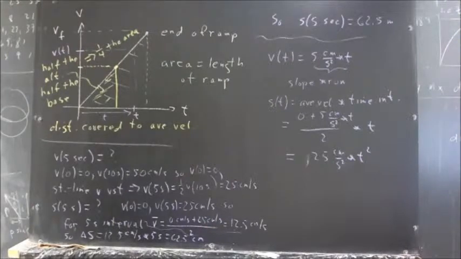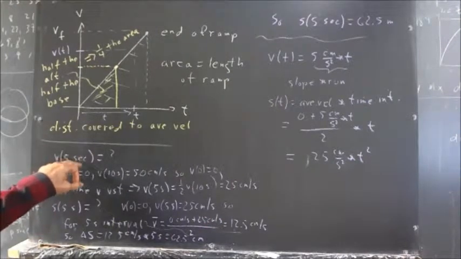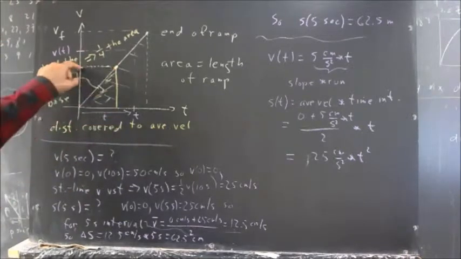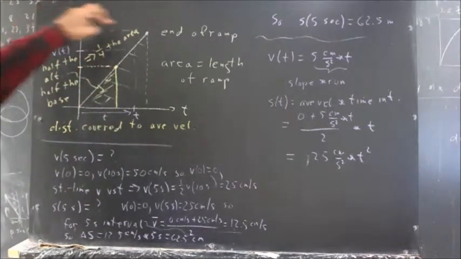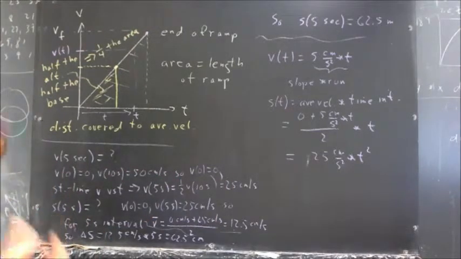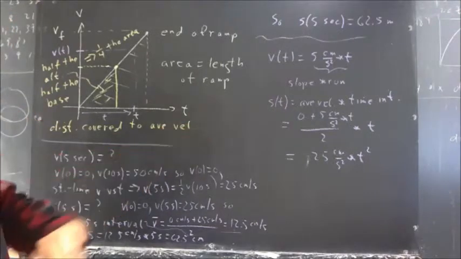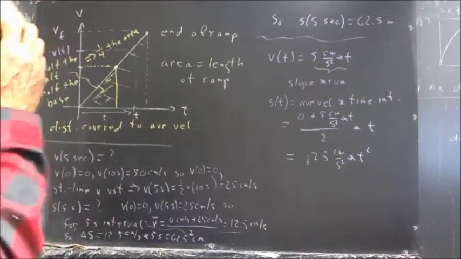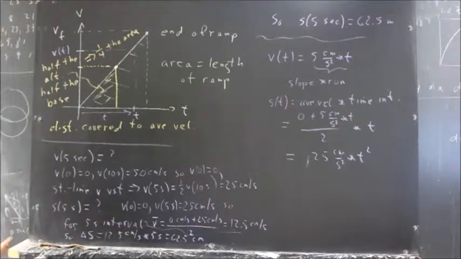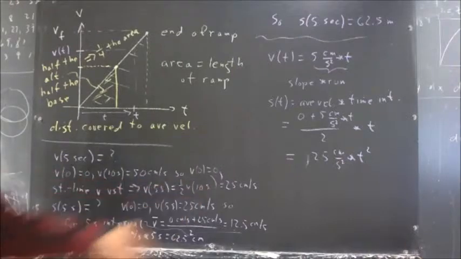We want to know what the velocity is at 5 seconds, so we just come over to 5 seconds, see that's going to be half of the velocity at 10 seconds, and that's going to be 25 centimeters per second. Another way to think of it is simply velocity is increasing from 0, and it's increasing at a steady rate, so in half the time it's going to come up to half the velocity. So, okay, now, that's very straightforward.